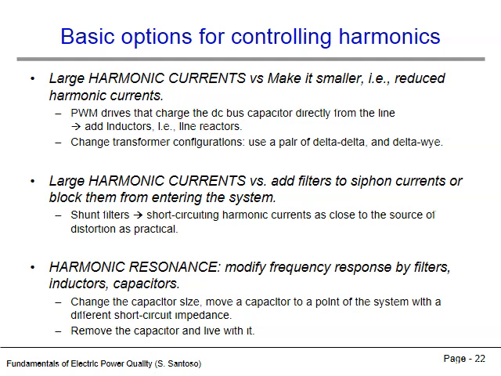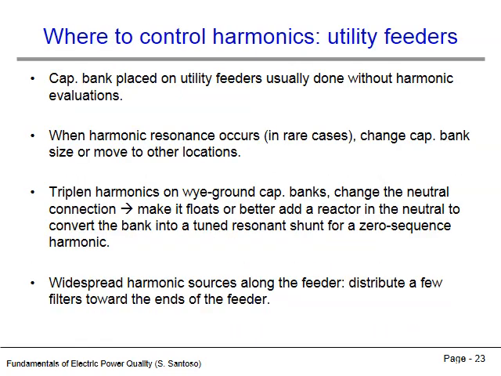Parallel resonance in the system can be avoided by altering the capacitor bank, changing either its size or position in the power system. Either of these alterations will change the system's resonant frequency. If parallel resonance cannot be avoided, the capacitor bank may have to be removed entirely. Harmonic control should be implemented as close as possible to the source of the harmonic currents, that is, on distribution feeders. Capacitor banks on utility feeders can cause harmonic resonance, in which case they should be resized or moved.